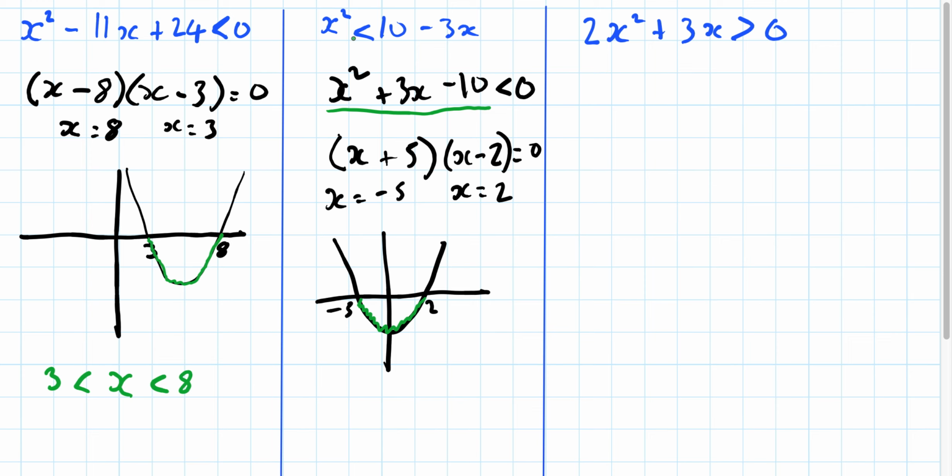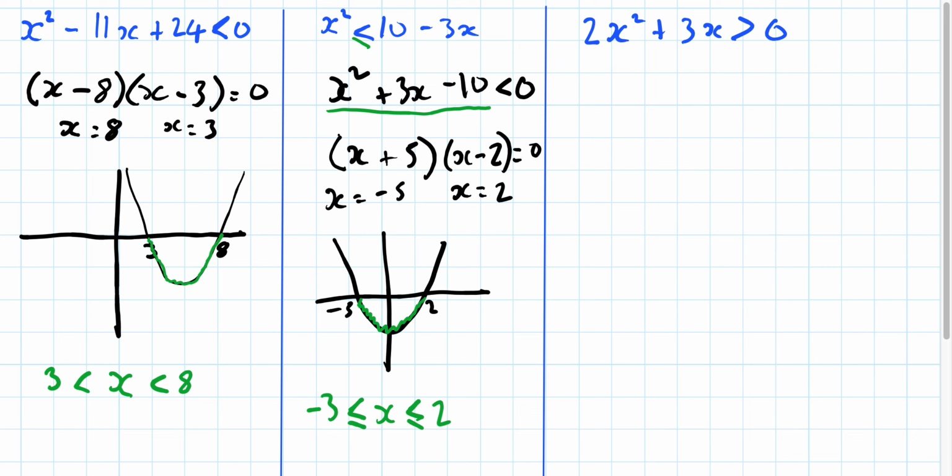Let's just put an equal sign here. Let me just change the question. So therefore my answer is going to be x is greater than or equal to minus 5 and less than or equal to 2. So it's every number in between here in this range.